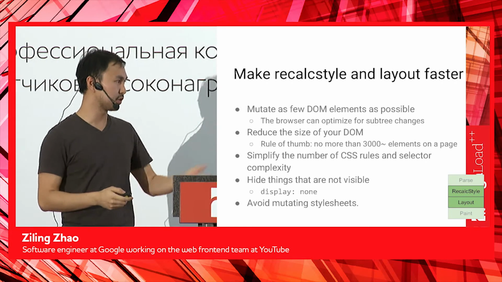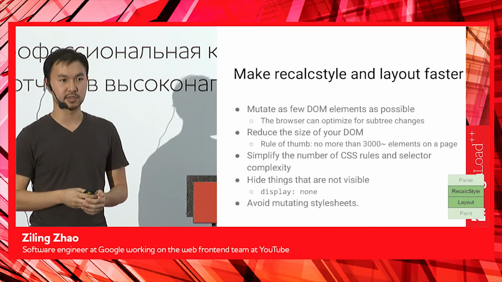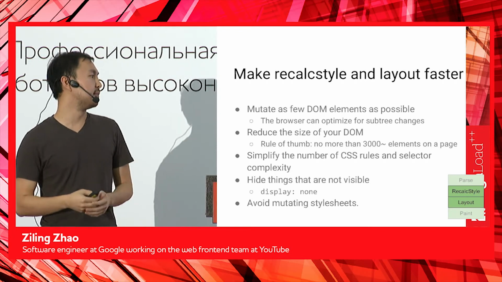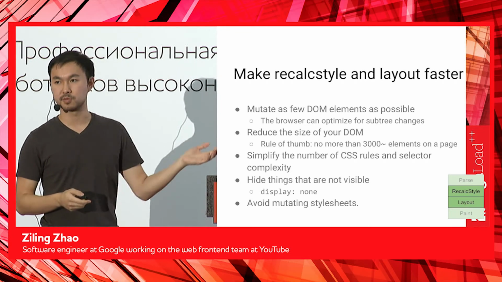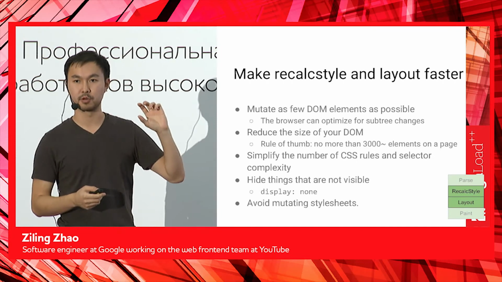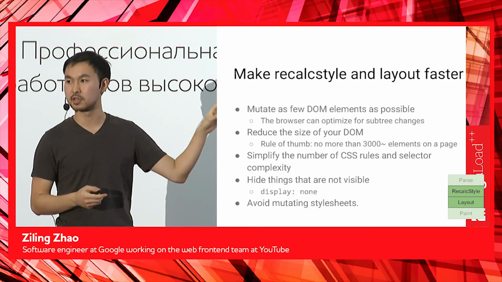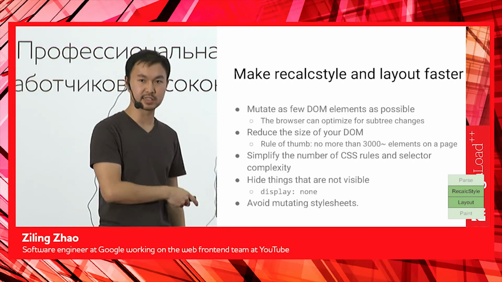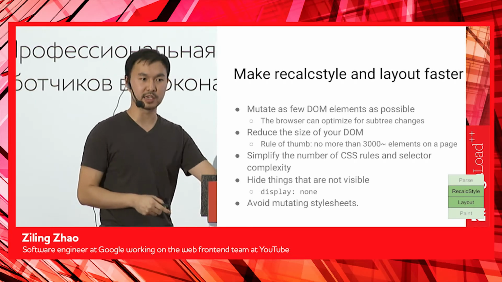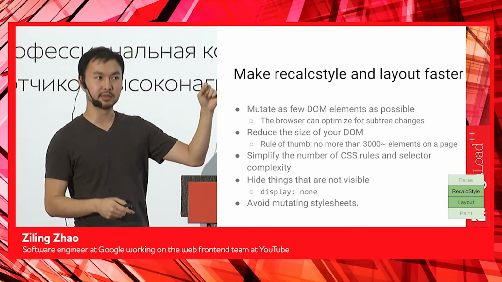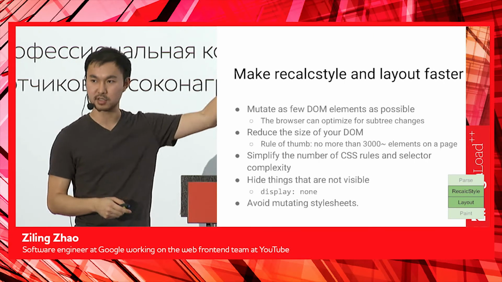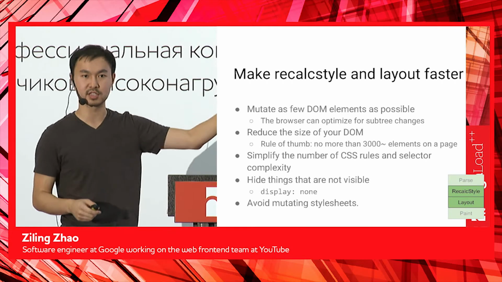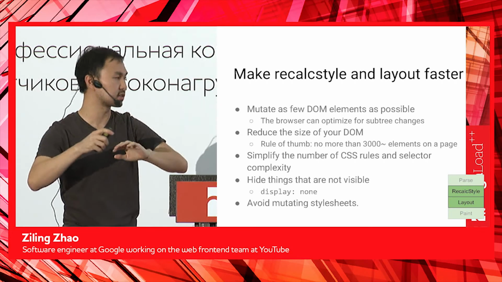And of course, simplify your CSS. There are some crazy selectors out there that I've seen, and they're not always performant. Hide things that are not visible. Display none means that it is removed from the render tree, and if it's not in the render tree, it doesn't get painted, and that makes things cheaper. And of course, avoid mutating style sheets, because if you start mutating your style sheet, the browser has to reinterpret that, reconstruct the CSS object model, and then doesn't know what's changed, so it thinks everything's changed, and it has to remerge the trees completely.